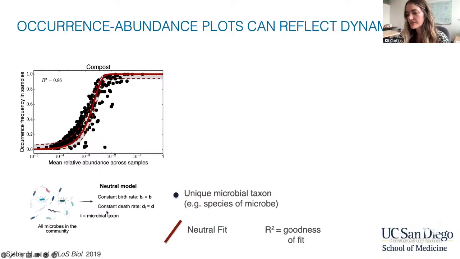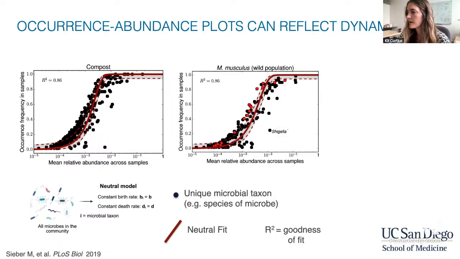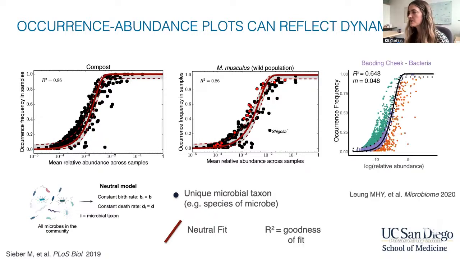So previous groups in Arne's team looked at compost and different bacteria in compost and saw a fairly good fit to neutral expectation of the community assembly. They also looked at wild populations of mice and can quantify certain taxa that seem to be very far from this neutral expectation, and maybe there's something different going on with the growth and selection of maybe pathogenic types of bacteria. And it's also been looked at in human populations.